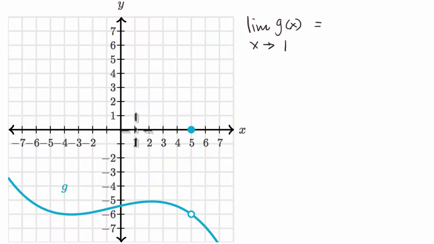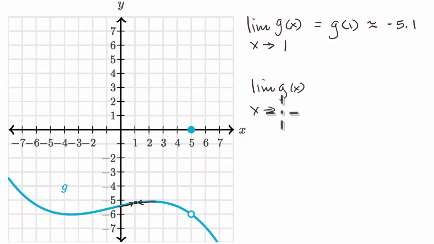Let's see. As x approaches 1 from the left-hand side, it looks like we are approaching this value here. And as x approaches 1 from the right-hand side, it looks like we are approaching that value there. So that would be equal to g of 1. That would be a reasonable conclusion to make looking at this graph. And if we were to estimate that, g of 1 looks like it's approximately negative 5.1 or 5.2, negative 5.1. We could find the limit of g of x as x approaches pi.